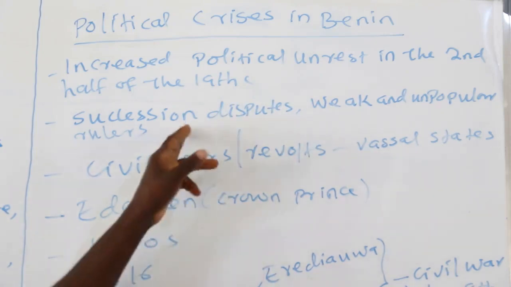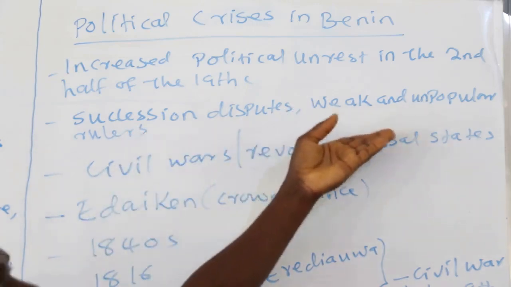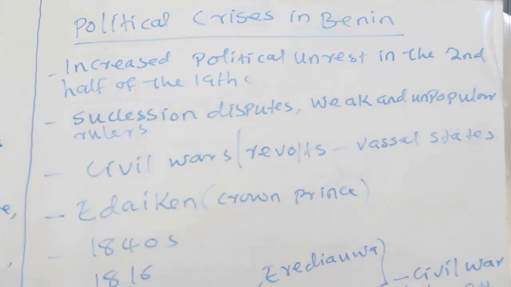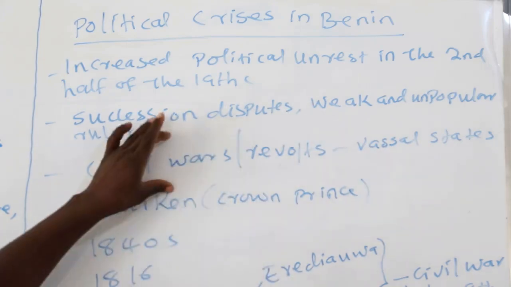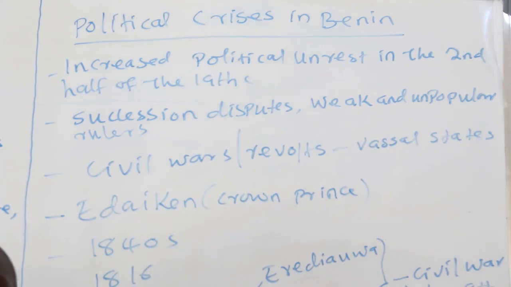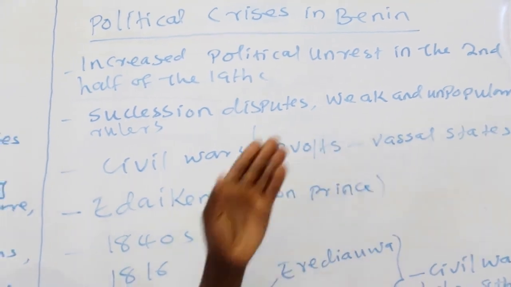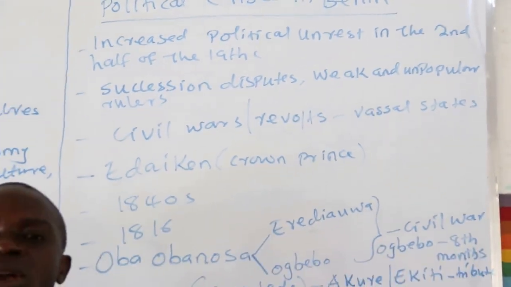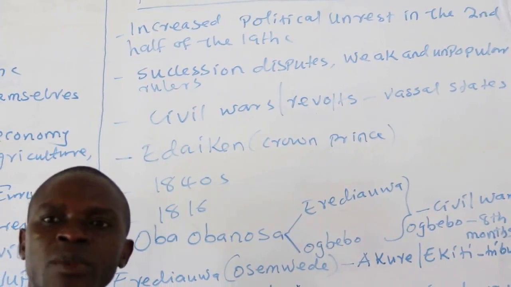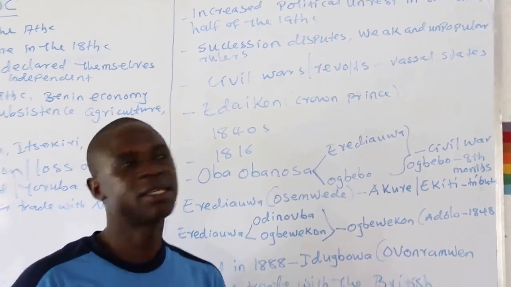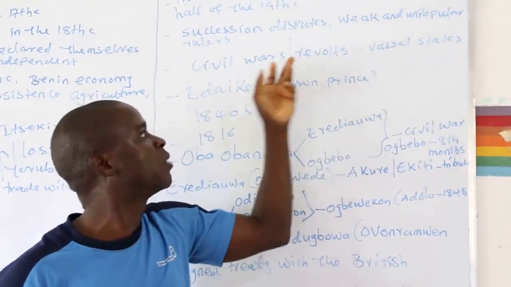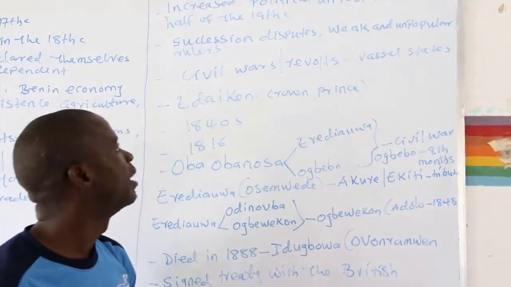Now, because of succession disputes, weak and unpopular rulers, civil wars engulfed the whole of the kingdom. And because of the civil wars, the vassal states that I earlier mentioned decided to revolt. They staged a kind of protest against the Benin kingdom, and then also decided to declare themselves independent. Since Benin was at war, they could not control or check what was happening in those vassal states. So those vassal states took advantage of what was happening in Benin and declared themselves independent.